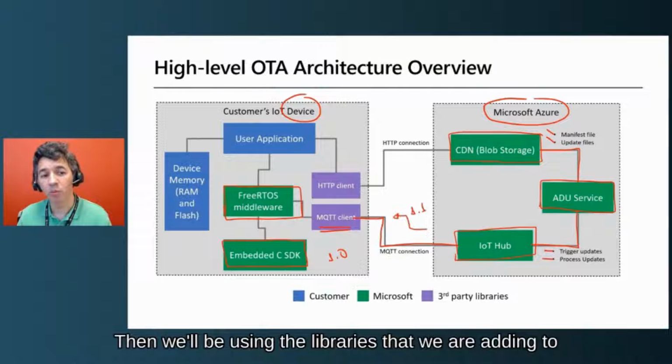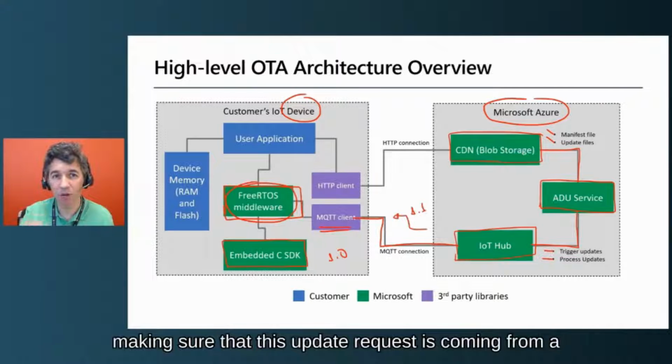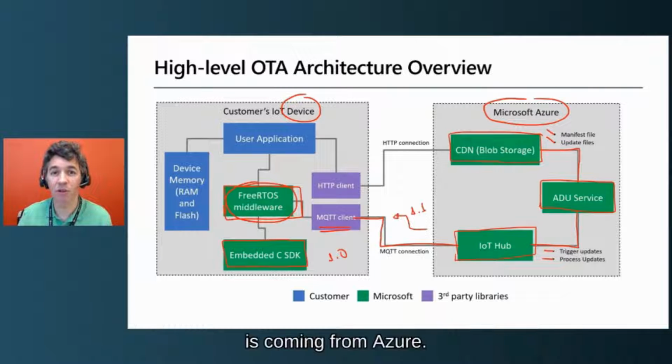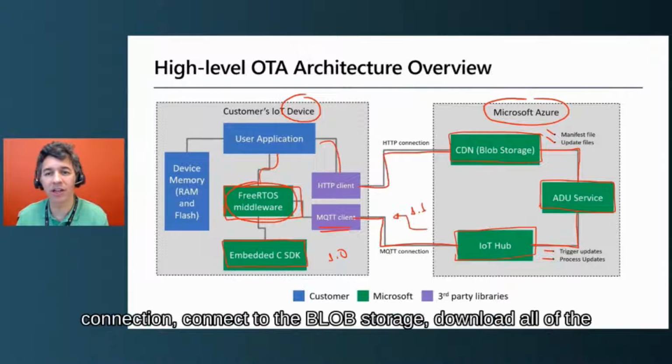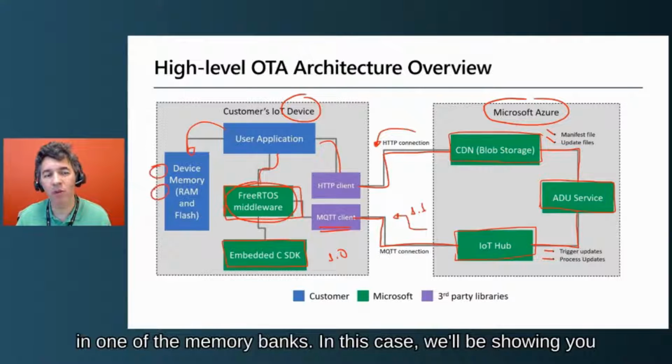Then, using the libraries that we're adding to the FreeRTOS middleware, we'll be parsing that information, making sure that this update request is coming from a trustworthy source. In this case, we'll be checking if this is coming from Azure. And then the user application will be able to open up an HTTP connection, connect to the blob storage, download all of the bits, check if these bits are fine, and then install that in one of the memory banks.